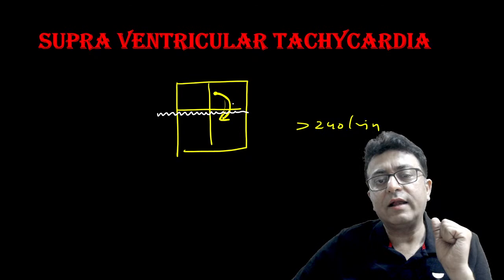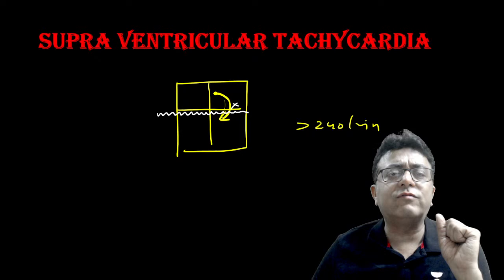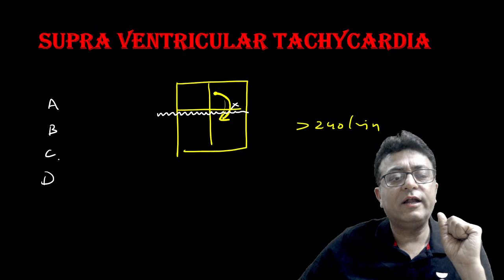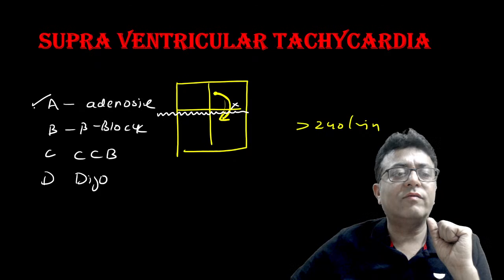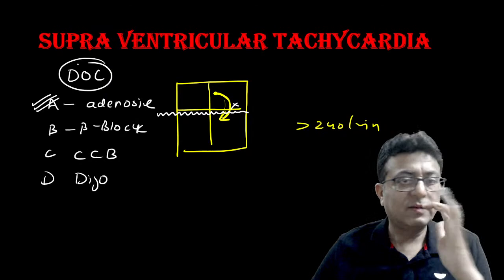What are the drugs which cause AV block? A, B, C, D. A for adenosine, B for beta blocker, C for calcium channel blocker, and D for digoxin. Drug of choice is A, adenosine. Clear? Supraventricular tachycardia.